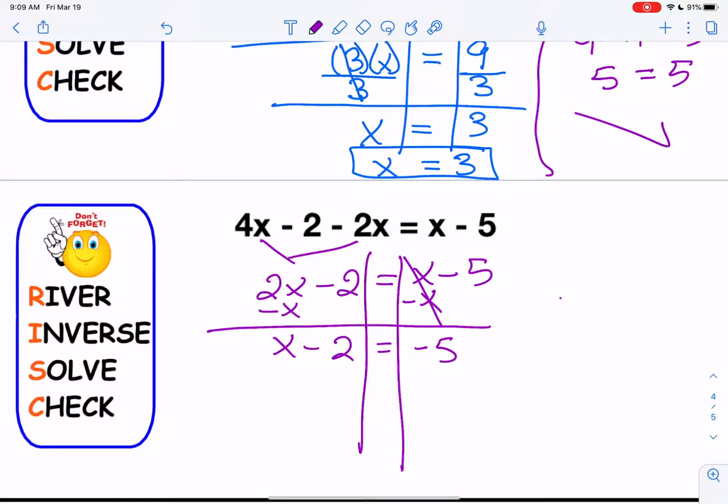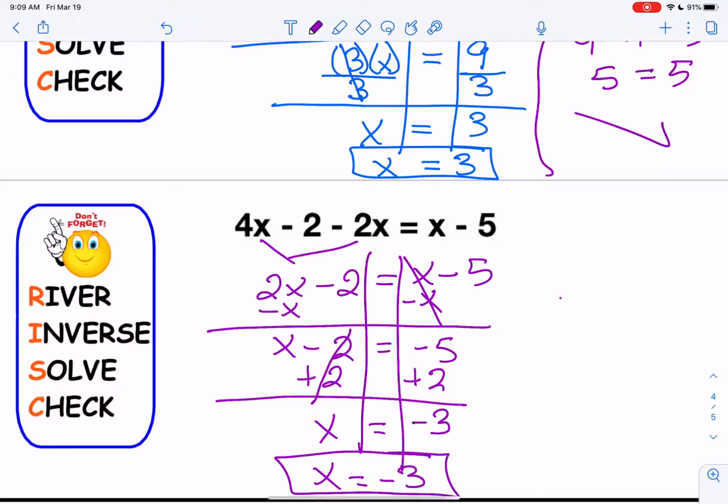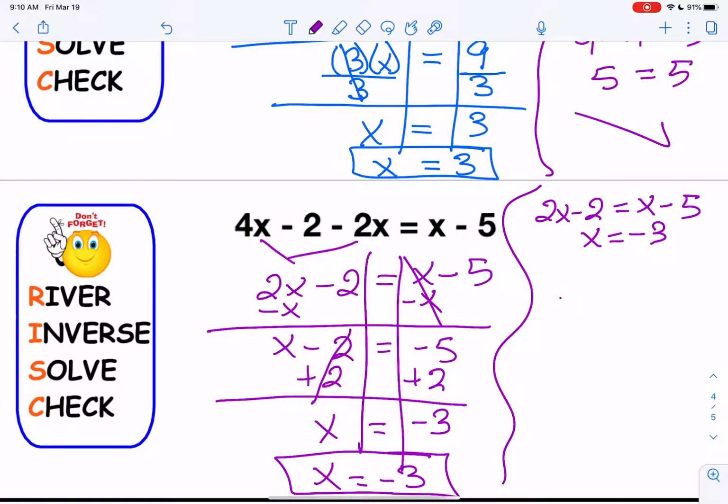I need to get rid of that 2, so I'm going to do the opposite and add. And I get 2 minus 2, which is 0, so x equals negative 5 plus 2, which is negative 3. So x equals negative 3. Okay? I can plug that back in, and it simplified to 2x minus 2 equals x minus 5. And we said that x equals negative 3.